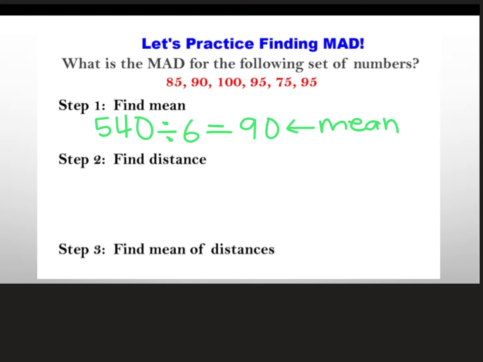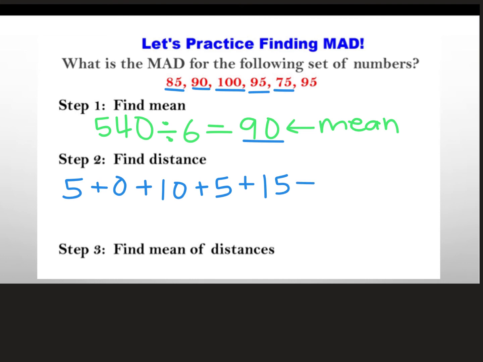So comparing that to each of our data points, we have 85 compared to 90. That's 5 units apart. 90 compared to 90, well, that's 0 units apart. 100 and 90, 10 units apart. 95 and 90, 5 units. 75 and 90, 15. 95 and 90, 5 units apart.